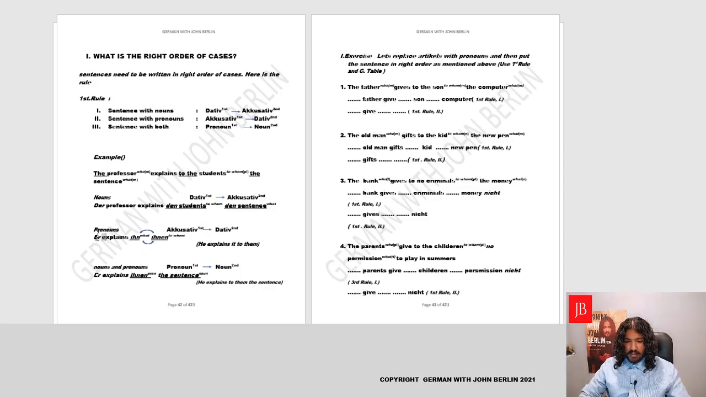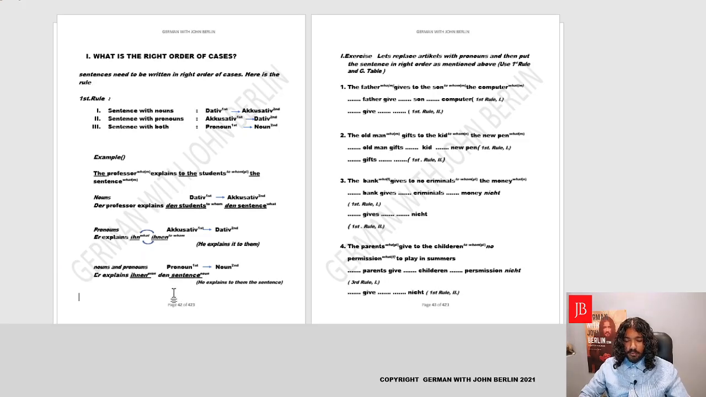Yes, he being Professor, er. Yes, to them being to whom? It's a pronoun, ihnen. What is den sentence, which I could write here, den sentence. Yes, so he explains to them, ihnen den sentence, der Satz, den Satz. Yes, den sentence, like written in English.